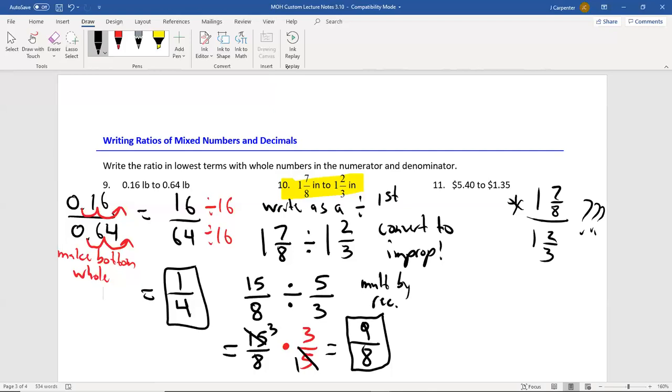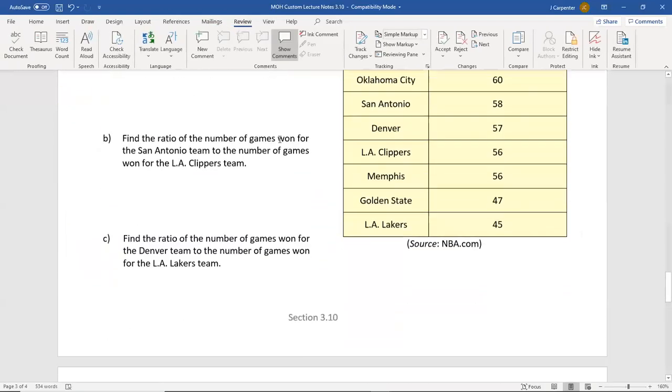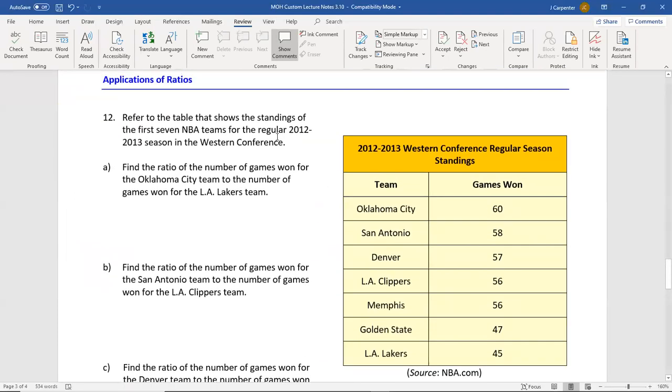All right, got about 10 minutes. Applications, let's do a couple of these. We'll do a couple from 12, and then a couple from 13, and then we'll call it.